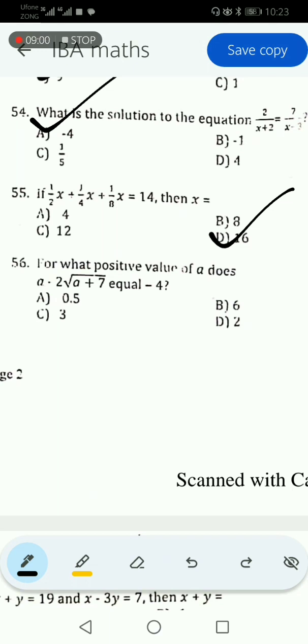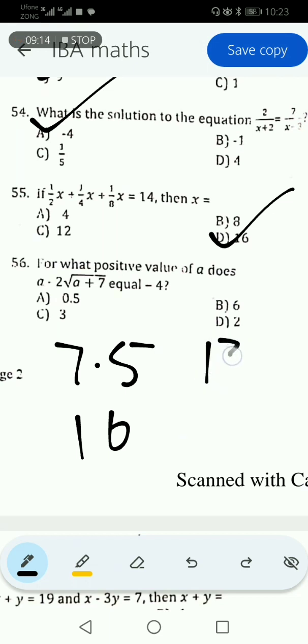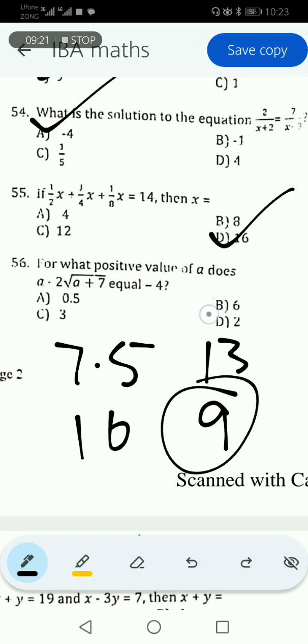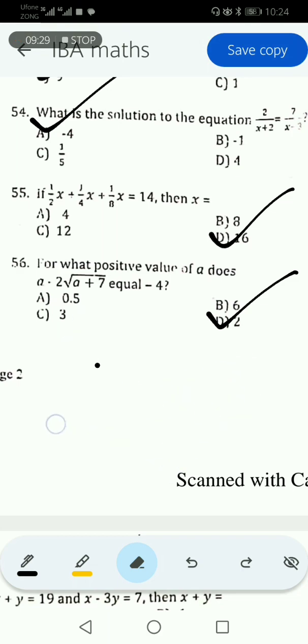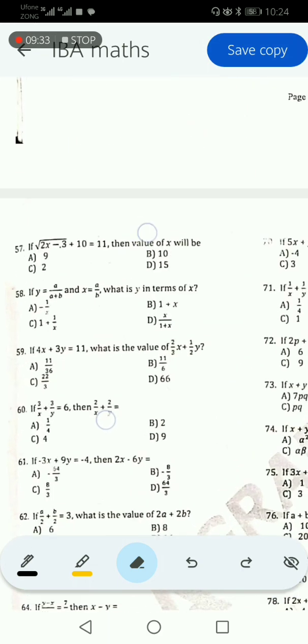So here if we add 7 plus 0.5, it will be 7.5. If we add 3, it will be basically 10. That is also not a complete square. If we add 6, that will be 13. If we add 2, that will be 9. So here 9 is the correct option. So basically 2 is the correct option. 9 is the answer, because 9 is the perfect square of 3. So our correct option is D. Let's move on to another question.